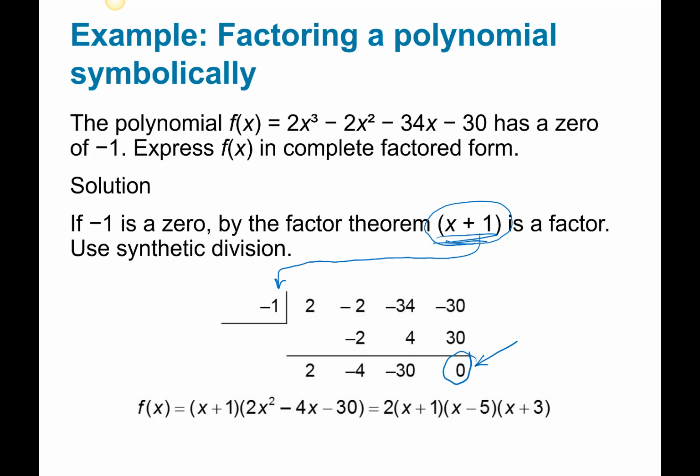Does that make sense? And when you factor out the x plus 1, which is what we did by dividing, you're now left with this 2x squared minus 4x minus 30, where the 2 on the x squared comes from there, the minus 4 from there, and the minus 30 from there.